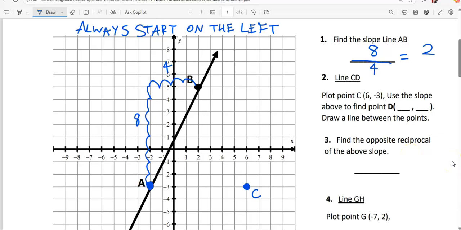Use the slope above to find point D. Now, if the slope is 2, go ahead and put over 1. That way we know the rise over run. If we know it's 2, rise 2. And if there's no denominator, you run 1. So 2 over 1. Go to point C, put your pencil here at C, and we're going to rise over run. Rise 2. Run 1. Put a point there.